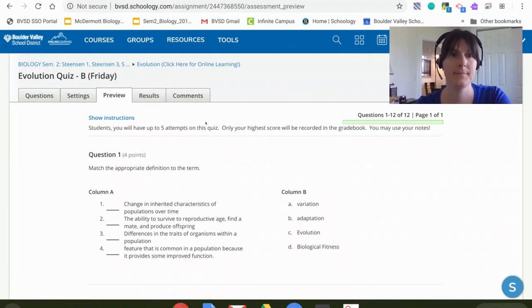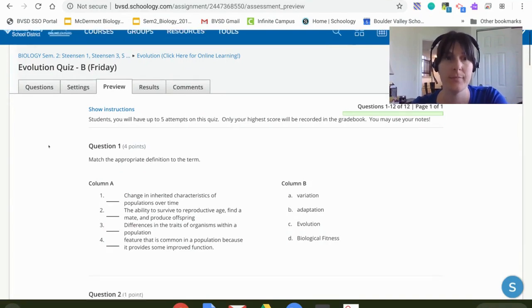Evolution quiz. The instructions say, students, you will have up to 5 attempts on this quiz. Only your highest score will be recorded in the gradebook. You may use your notes.